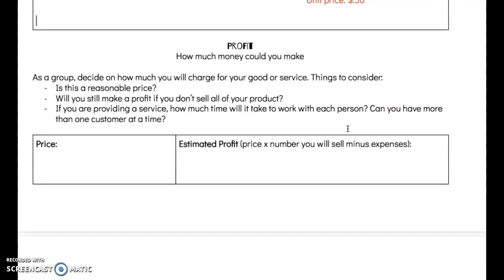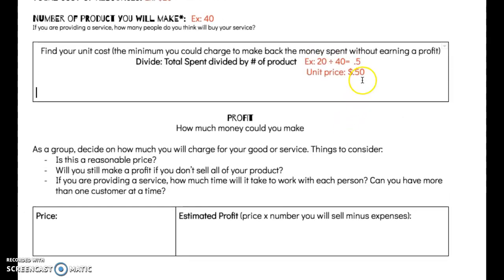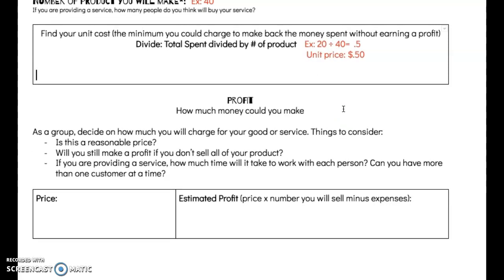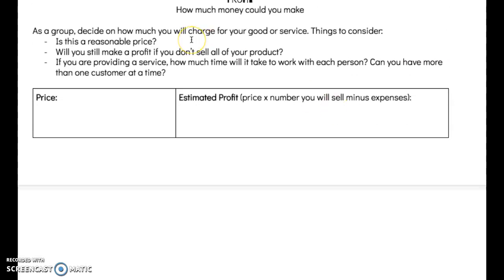All right, the next step is to start thinking about our profit. How much money might you make on this product? So as a group, this is really up to you. You could decide, hey, our unit price is only 50 cents, but we're going to charge $500 for our product. That's totally your choice. But you really need to ask yourself, is this a reasonable price? Are people going to want to pay what I'm charging for this? Especially, we're at a school. This is made by students.